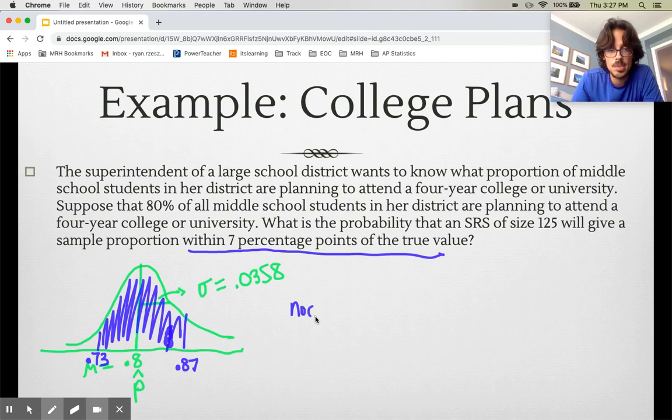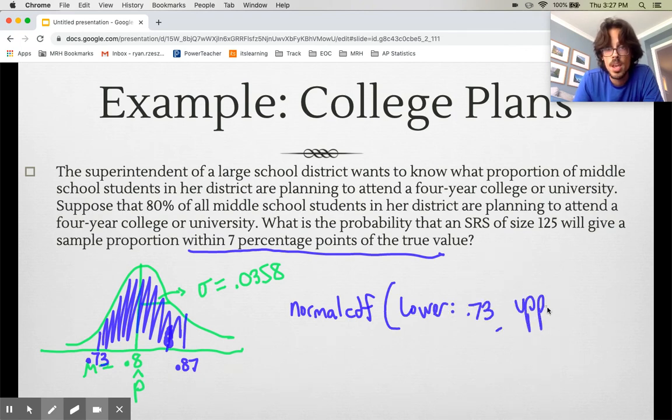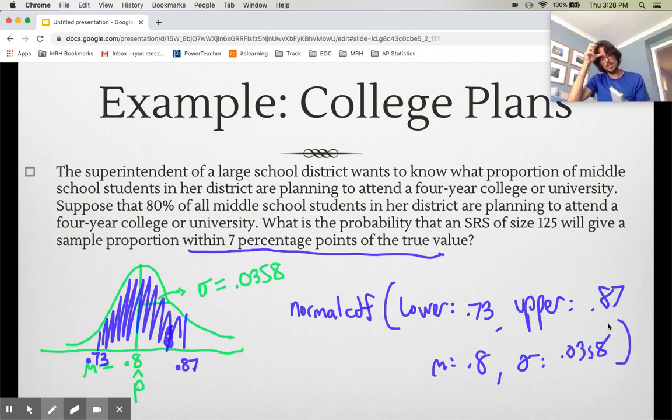So what we're going to do when it asks for a probability, we're just going to use normal CDF like we did first semester. That was a really useful chapter. We use it a lot second semester. And if I just set up my lower, my upper, my mean, and my standard deviation, I will go ahead and type that into my calculator here, and I'll let you guys know what I get. So we got 0.73 to 0.87, mean of 0.8, 0.0358. I got for my answer about 94.9%. Within 7 points of the true value.